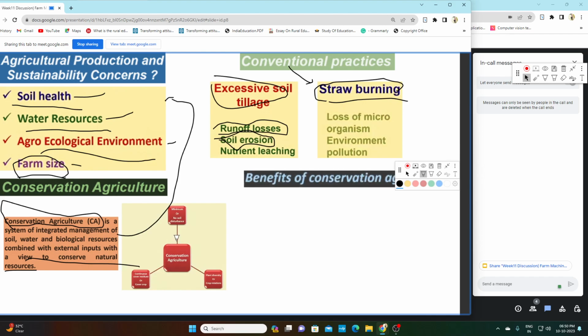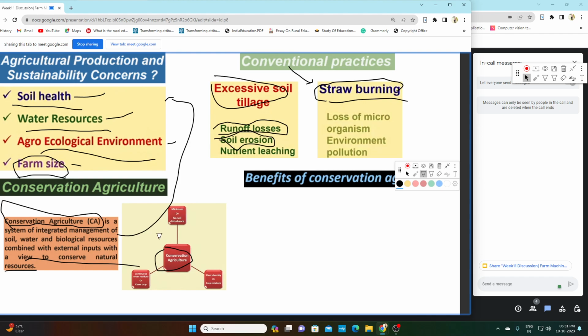Okay, so conservation agriculture, this is a flow chart for conservation agriculture. Whenever we are talking about conservation agriculture, that means minimum or no soil disturbance. Second is continuous cover residue or cover crop, and third is plant diversity or crop rotation. So by these three things we are mainly doing conservation agriculture.